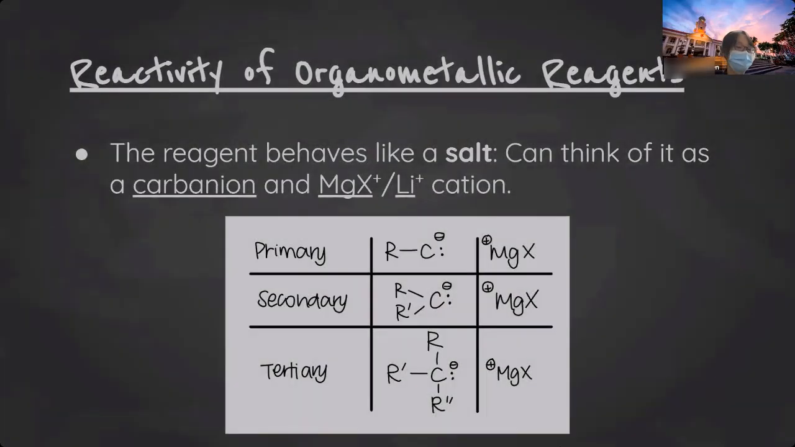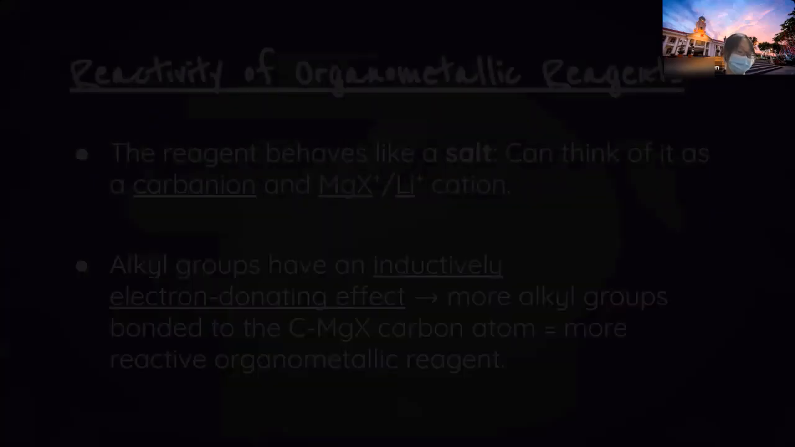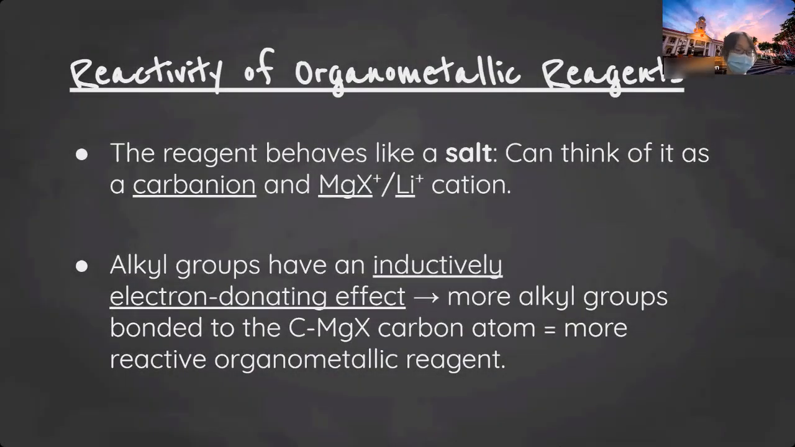This is because the reagents can be thought of as ionic salts. They can be split into a carbanion and a metal or metal halide group. Of course, this is not the real mechanism, which we'll be covering shortly. As seen from the previous slide, the inductively electron-donating effect of the alkyl groups will intensify the negative charge on the carbanion, making it more reactive. Hence, the more substituted the carbon atom, the more reactive the reagent.